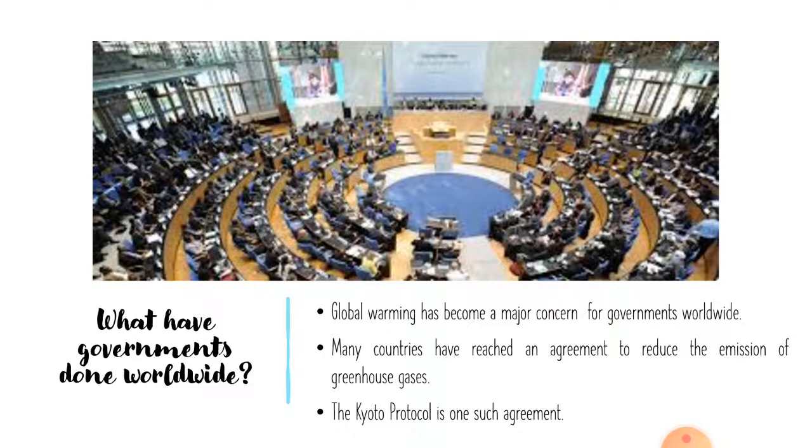Now, what have governments done worldwide in order to stop global warming? Global warming has become a major concern for governments worldwide, and many countries have reached an agreement to reduce the emission of greenhouse gases. The Kyoto Protocol is one such agreement. The Kyoto Protocol was an international agreement which extends the 1992 United Nations Framework Convention on Climate Change, which commits state parties to reduce greenhouse gas emissions.